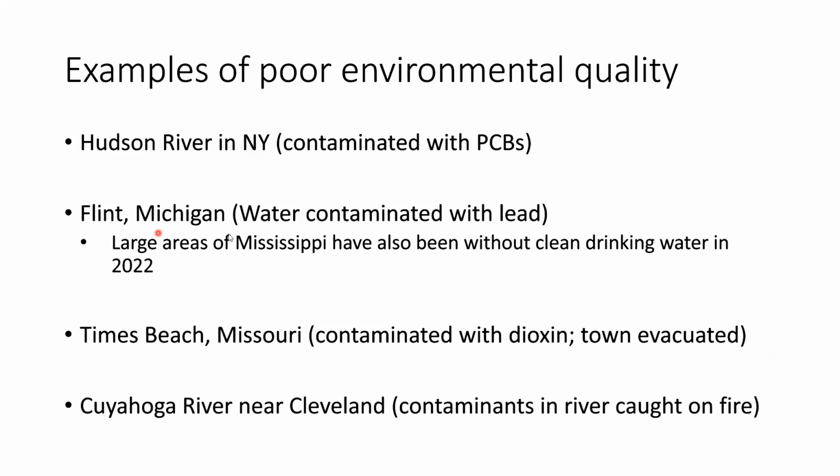But more recently, we've seen Flint, Michigan, water contaminated with lead. They haven't had clean drinking water. And that was more of an issue with the economics and how they handled their drinking water system. But we've also seen Mississippi without clean drinking water. These are going to be environmental quality issues. In Missouri, I'm going to get the year wrong, but somebody went around spraying dioxin, which was a pesticide, and then the entire town had to be evacuated and basically became a ghost town.